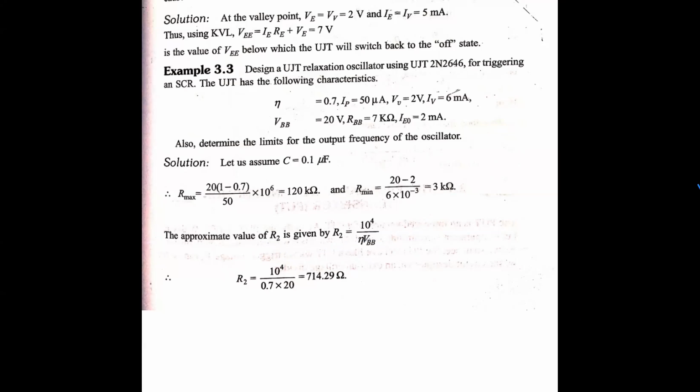Next you can see the calculation of R1. The calculation of R1 is going to be using the minimum current. Here VG is 0.2 volt, and we calculate R1 in ohms.